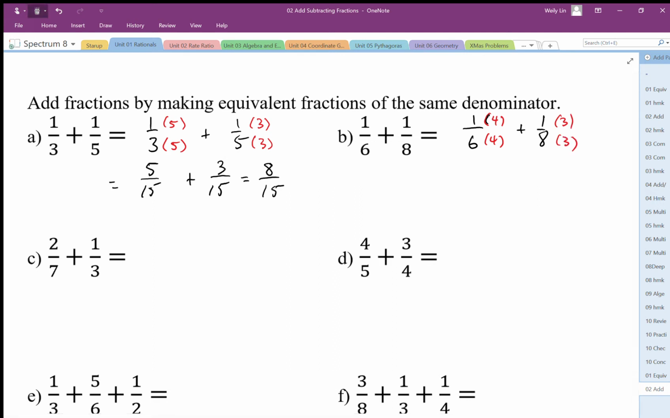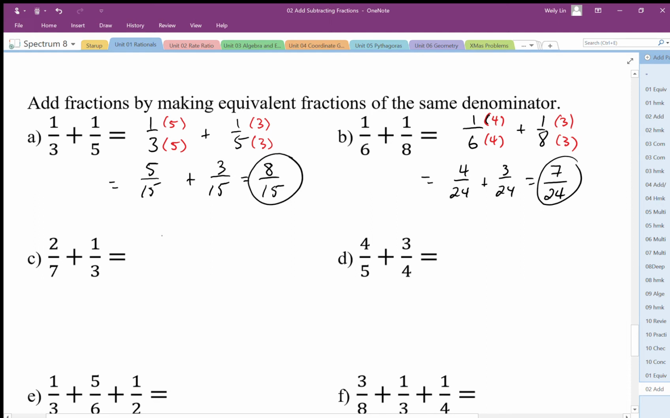And that gives me the common size fraction of 1/24. So the 4/24 is the same as 1/6. 3/24 is the same as 1/8. And so now I have the same size fractions. I can add them together, and the size of the fraction doesn't change. Okay, so there's my solution.